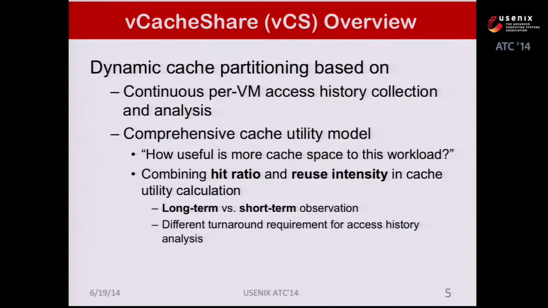Here's an overview of vCacheShare. vCacheShare performs dynamic cache partitioning based on continuous access history monitoring and analysis for each VM. It also adopts a cache utility model to answer the question, how useful is more cache size to a particular workload or VM. The cache utility model considers two metrics simultaneously. It models the familiar hit ratio, which we commonly use to model the locality of a workload. But it also considers another metric, what we call hit ratio. It reflects short-term locality of the workload.